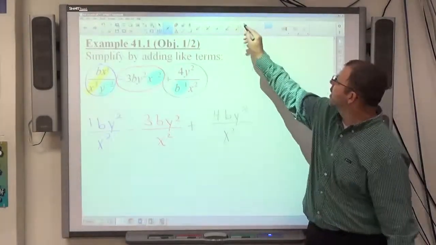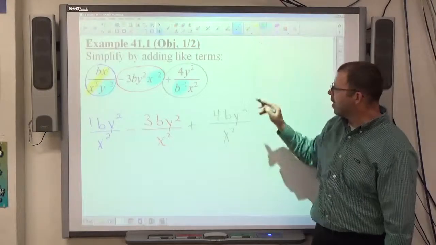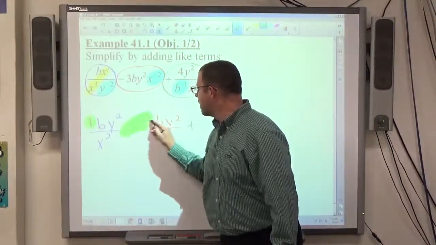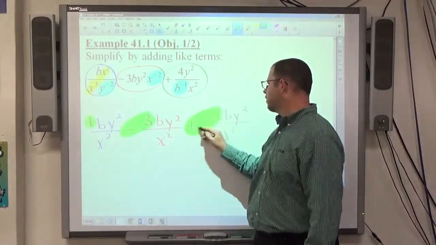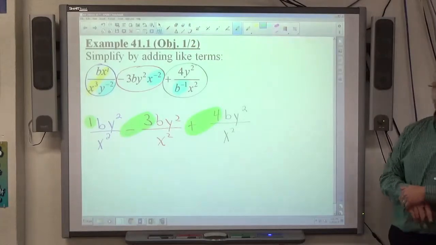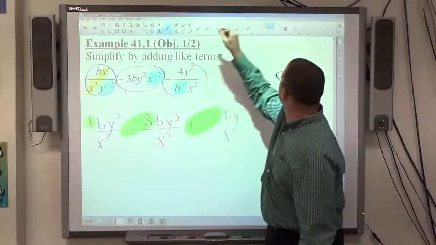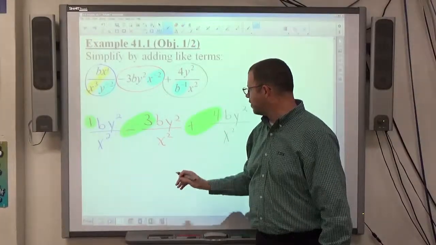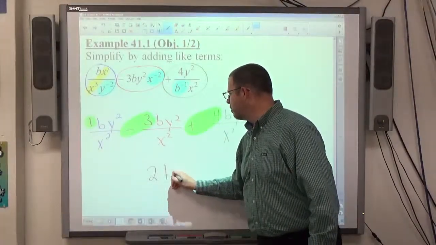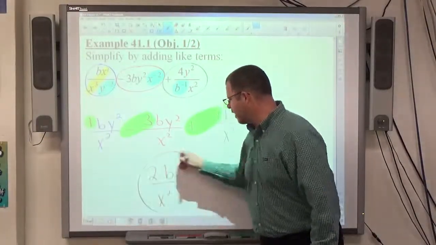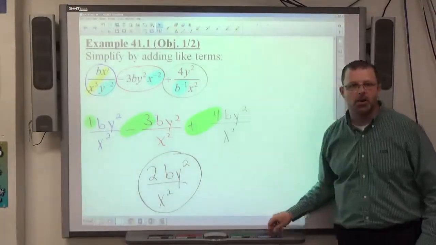Yeah. So addition of like terms at this point, once you've established they are like terms, is a matter of taking number plus or minus number plus or minus number. You're going to add or subtract based on sign, and then you're going to put a by squared over x squared on the answer. So if I add up all these numbers, 1 minus 3 is negative 2 plus 4 is positive 2. Then I'm going to put a by squared over x squared on it. That is the final answer on this problem, and that's as far as you can possibly go.